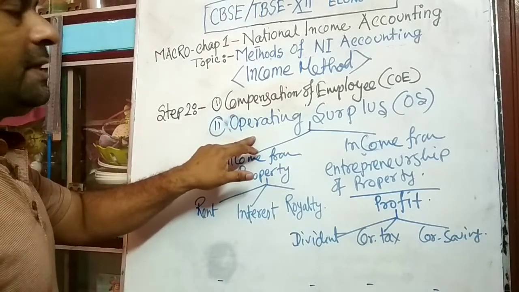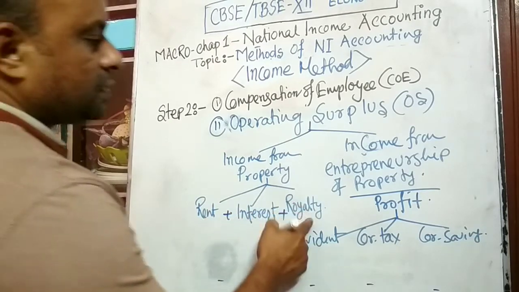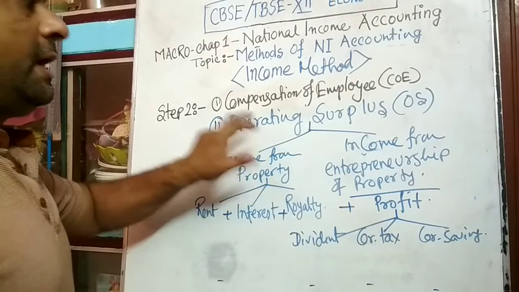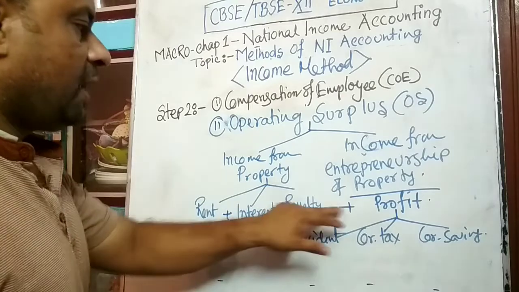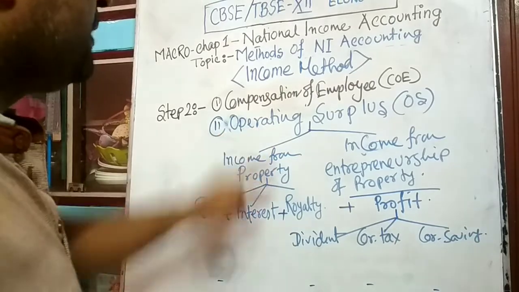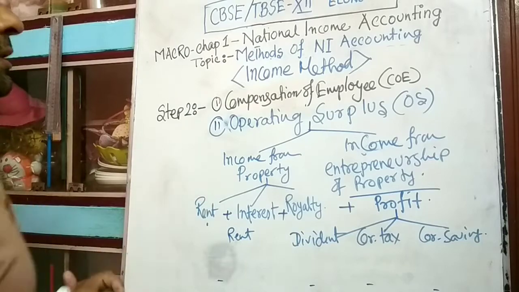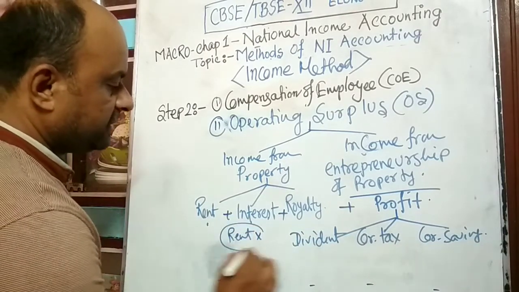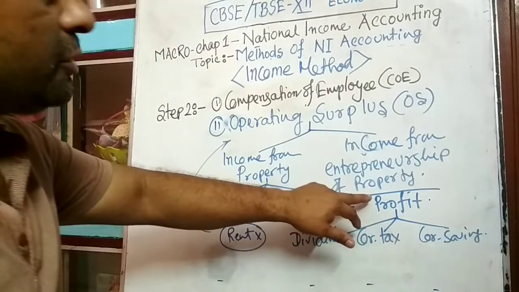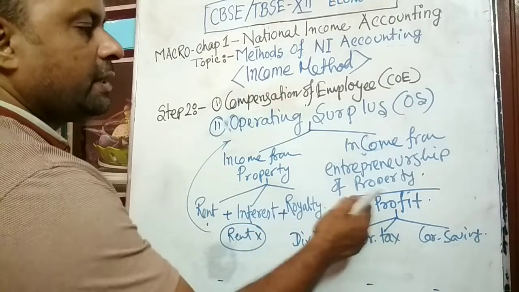So operating surplus together has four parts: rent plus interest plus royalty plus profit. All together form operating surplus. If operating surplus is not directly given, these parts will be given. Then we have to add them to get operating surplus. Sometimes operating surplus is also given, and rent is also given. What then do we do? Then we avoid rent because its value has already been calculated in operating surplus. Sometimes profit may be given, and corporate tax is also given. Then we avoid corporate tax because it is already included in profit.